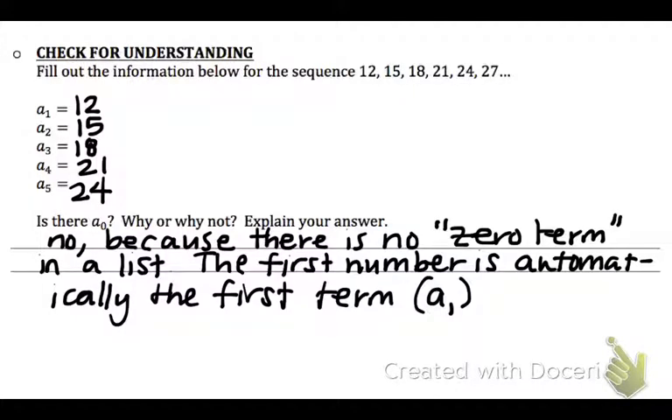A sub 1 is 12, a sub 2 is 15, a sub 3 is 18, a sub 4 is 21, a sub 5 is 24. 27 would be known as a sub 6, although I did not ask you about that. Is there a sub 0? Why or why not? Explain your answer. No, because there is no 0 term in a list. The first number is automatically the first term, or a sub 1.